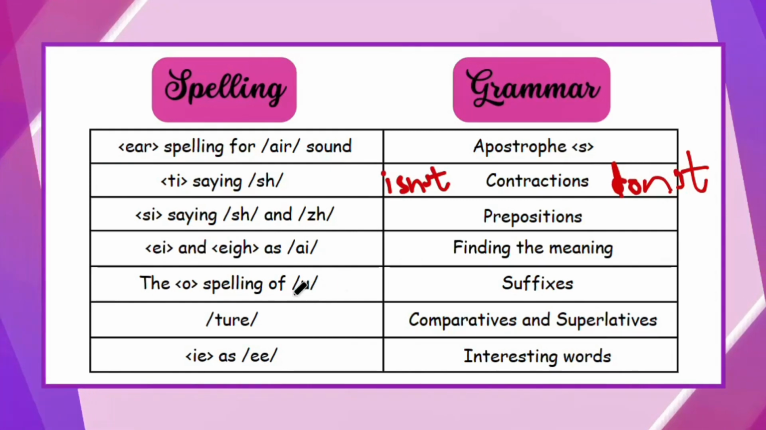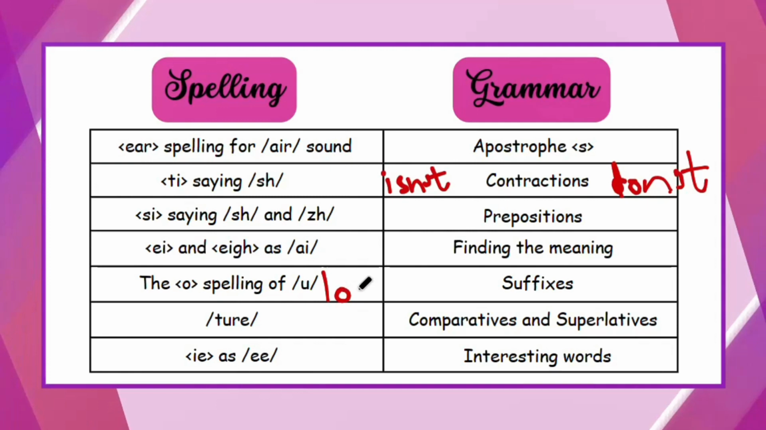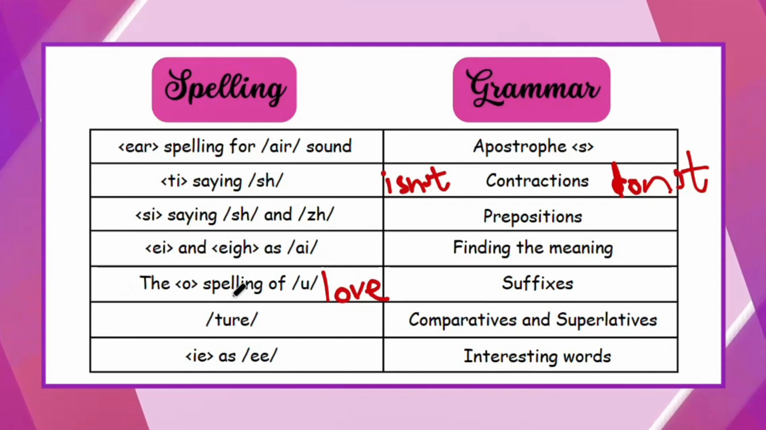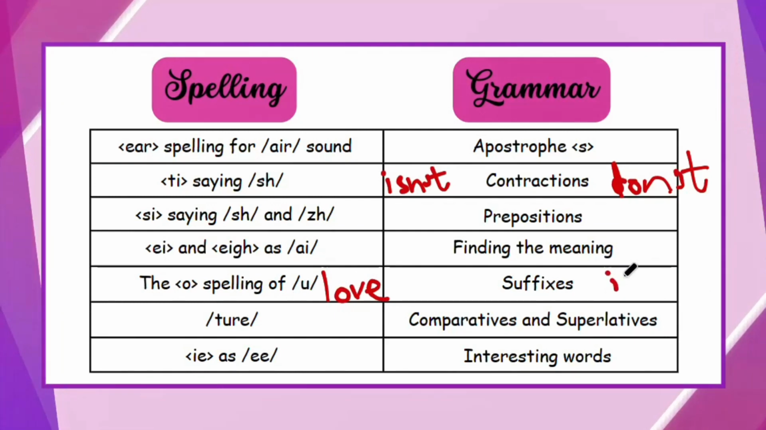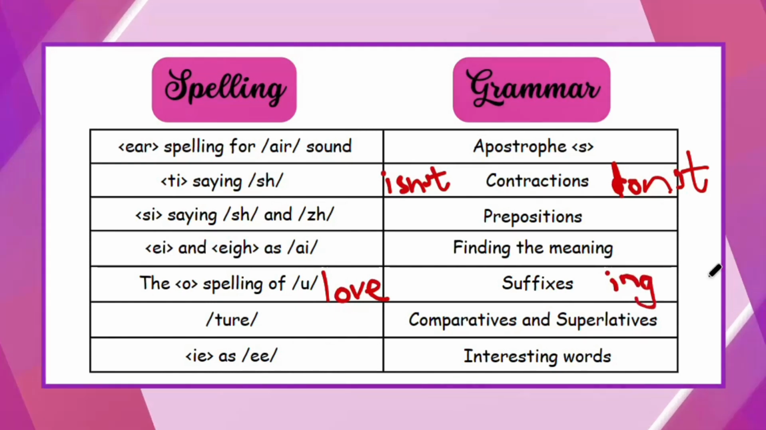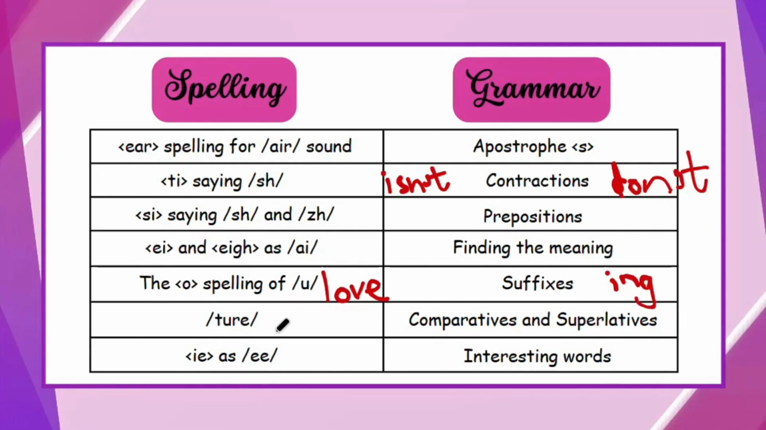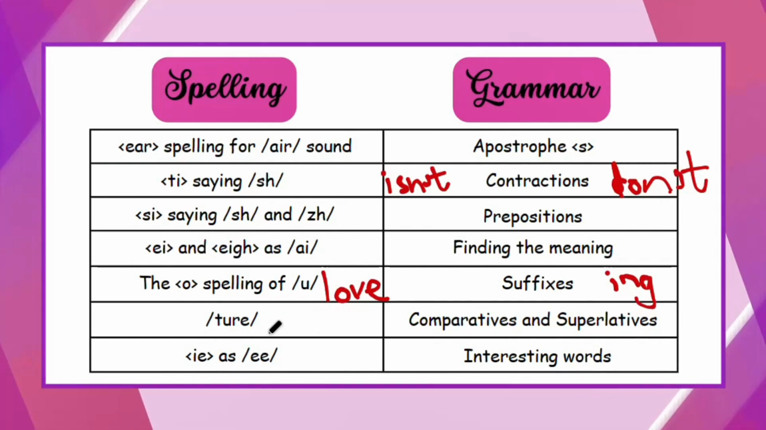In many words, letter O says the short U sound. For example, in love, we hear u here, but we write it with o. So you will teach them this spelling pattern. Some suffixes like ing, the rules to add ing, will be covered here in grammar part. Then the ture suffix as in fracture or fixture.